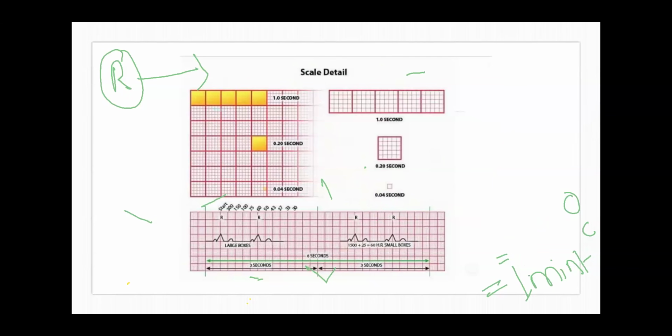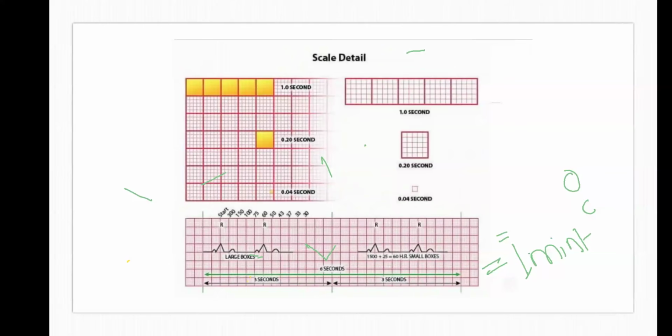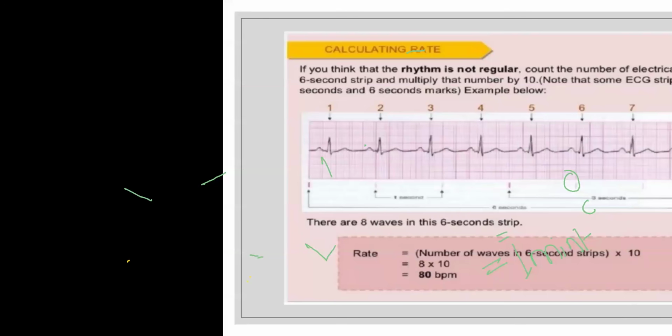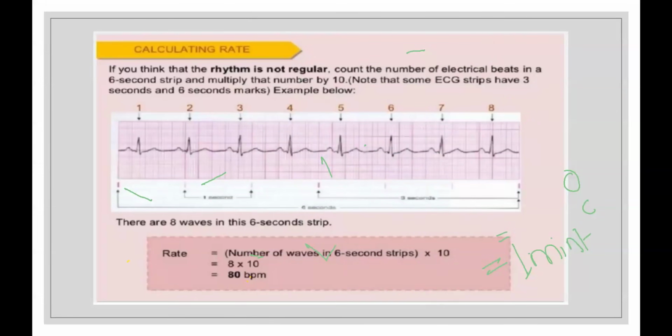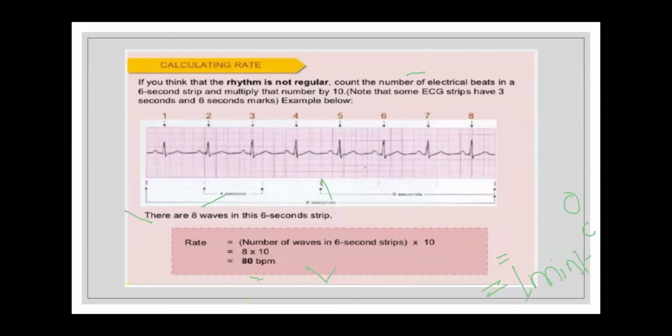Okay, so I have another slide for irregular heart rate. Just see over here. If your rhythm is not regular, you can see over here, the first thing you are going to do is take the 6 second strip. So how do I take the 6 second strip? For your convenience, I'm counting it.